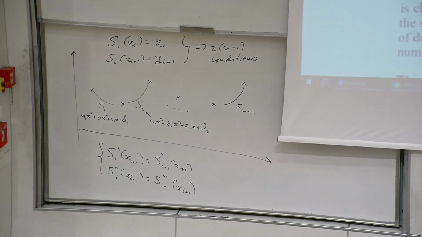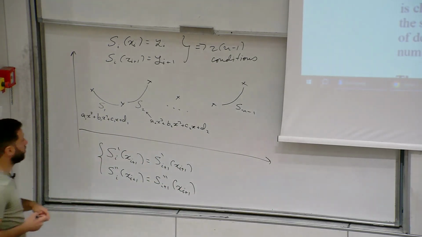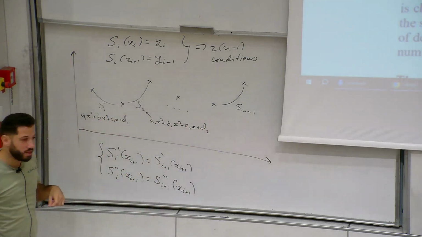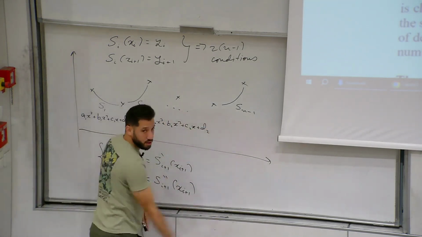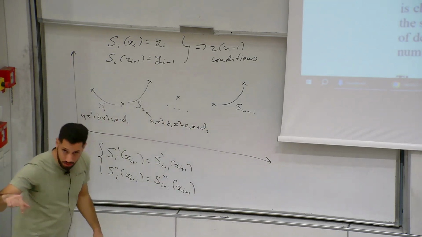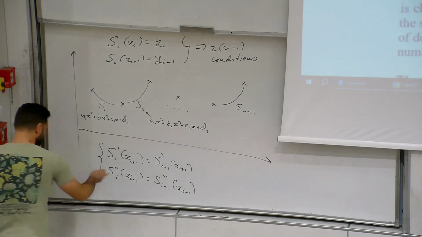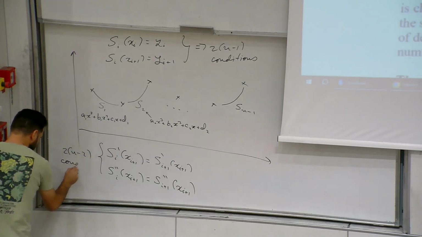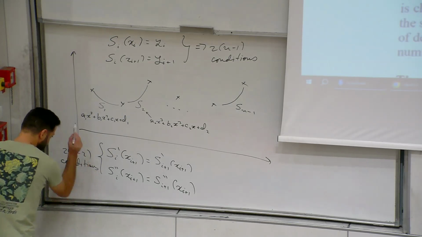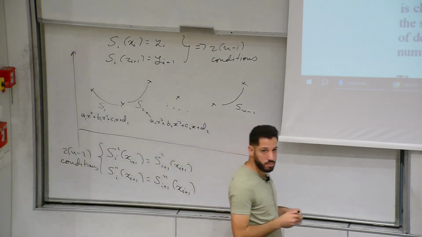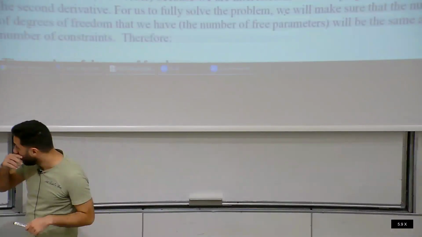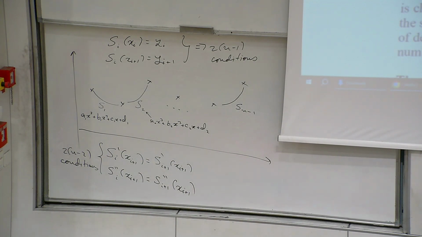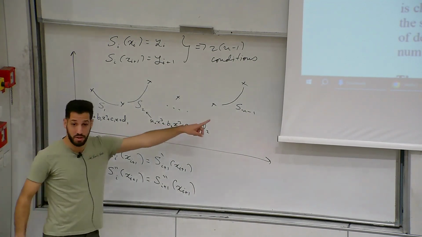How many conditions are there? We have n minus 1 polynomials, and we are connecting them by how many points? N minus 2. So this is 2 multiplied by n minus 2 conditions. Okay, but how many parameters do we have to fix at the end of the process? 4 multiplied by n minus 1.